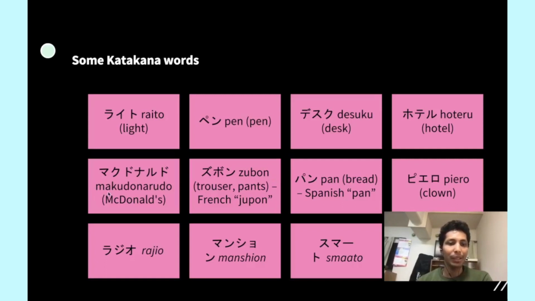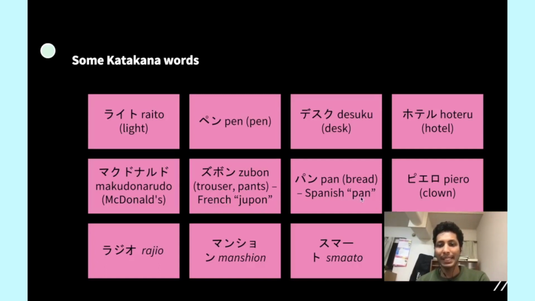Next is McDonald's. This is for McDonald's, or we can simply say Mac. It is informal, and we do not recommend you use it, but you can say Mac to your friend. Next is jupon for trouser or pant. It came from French, jupon.